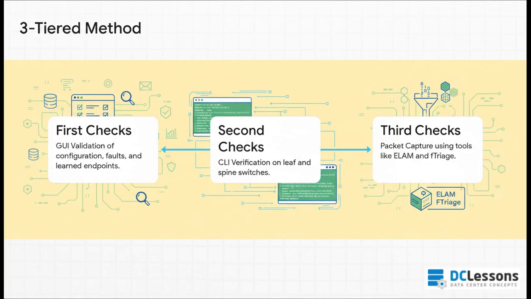And this right here, this is the secret sauce. It's a simple but incredibly powerful escalation path. You always start with the GUI. Then you move to the CLI to get more detail, and only if you absolutely have to, you go down to the packet level. This tiered approach just makes sure we're being efficient and not bringing out the heavy machinery unless we really need it. We'll use this for both L2 and L3.